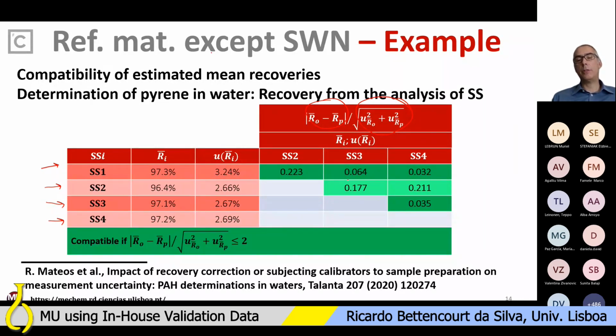In this case, they were all very compatible, so there is no need to take into account the variability of recovery with sample matrix. But we had another example where this is relevant. We have other examples where this is relevant, and we have to take that term into account, the term that I just mentioned in the previous slide.